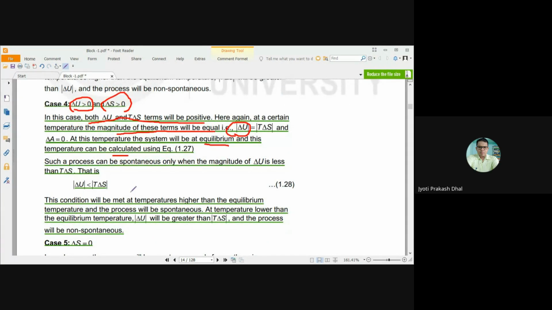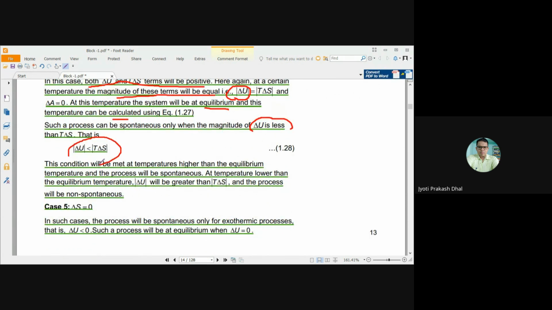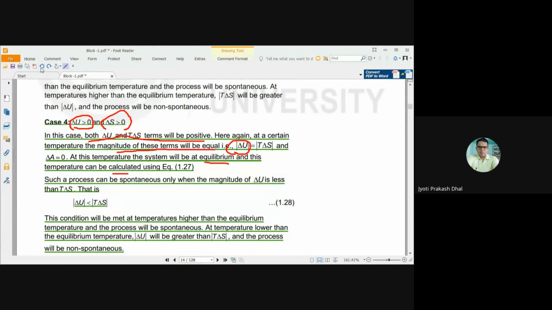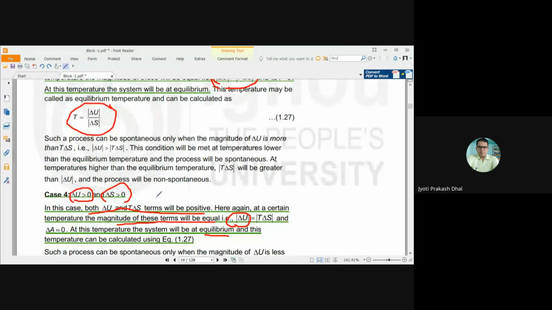But here, if you want to find the criteria for spontaneity of the process, such a process is spontaneous only when the magnitude of del U is less than the magnitude of T del S. So this condition will arise at a temperature higher than the equilibrium temperature. Here we can find the equilibrium temperature: T equals magnitude of del U divided by magnitude of del S.